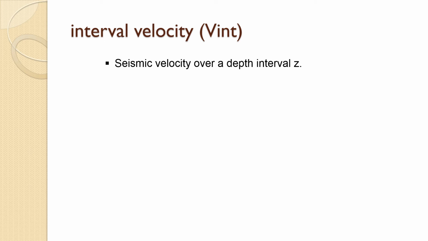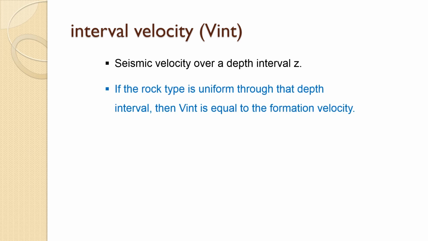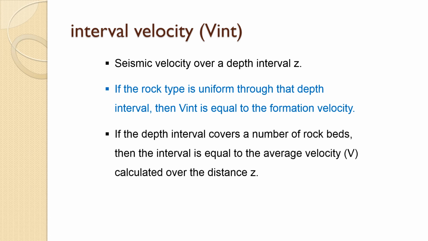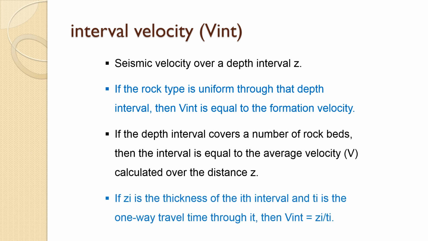So the interval velocity is the seismic velocity over a depth interval Z. If the rock type is uniform through the depth, then this interval velocity equals the formation velocity. If the depth interval covers a number of rock beds, we have a different number of beds, then the interval velocity is equal to the average velocity calculated over this distance Z or depth. So we have many layers here, Zi, where i indicates the number of beds of the interval, and ti is the one-way travel time. Then the interval velocity equals Zi over ti.